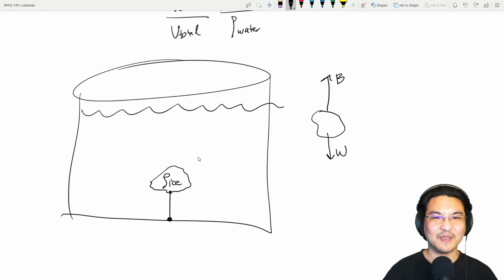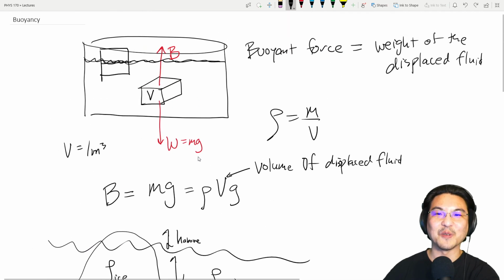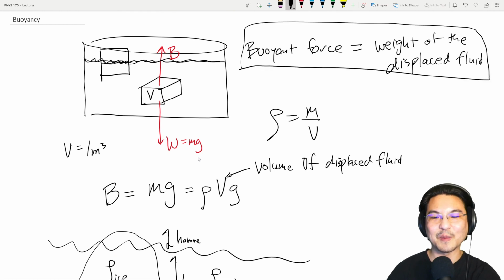Try some of this to see if it makes sense, and just remember the general definition right here. Buoyant force is the weight of the displaced fluid.